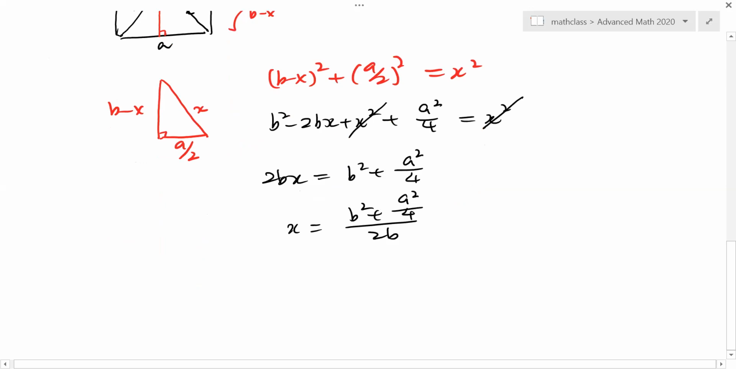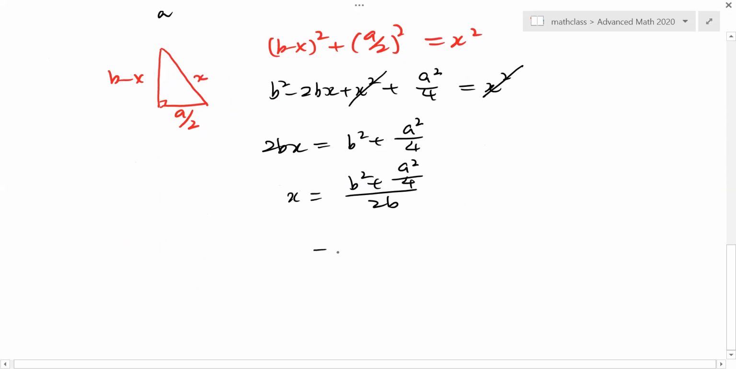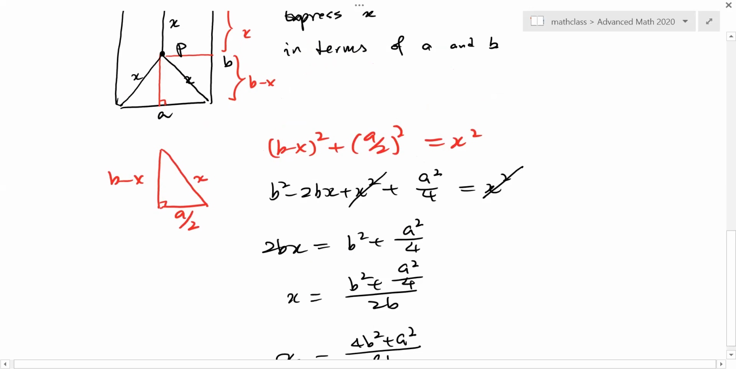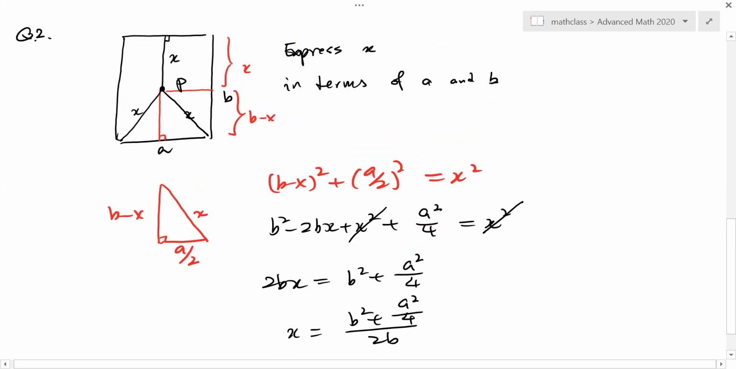Now you can simplify a little bit. If you simplify, you get (4b squared plus a squared) over 8b. So you get an expression. Whenever you get values of a and b, the edge lengths of the rectangle, you can always find x.